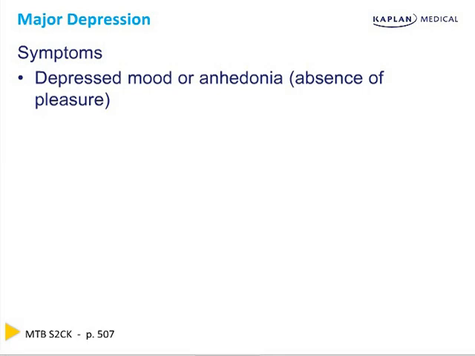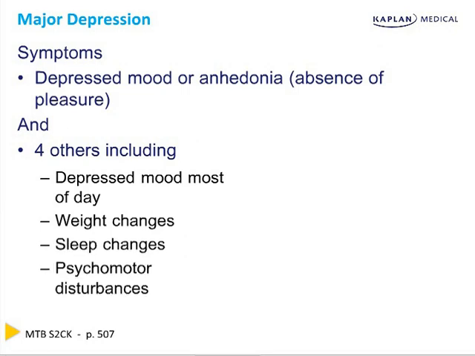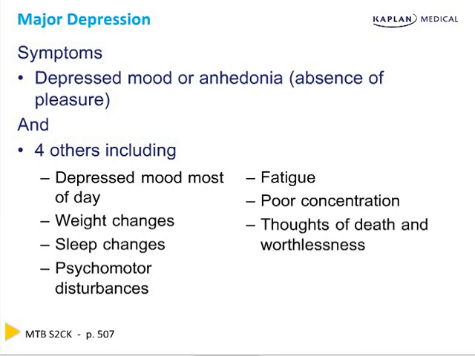So that's when you want to get clinically involved and see if there are all the other signs of major depression. So you'd be looking for 4 others. So you want to count for major depression. Once you hit 5, you can stop counting. So are they depressed most of the day? Have they had weight and sleep changes? Are there psychomotor disturbances, fatigue, poor concentration, and thoughts of death and worthlessness? They don't have to have all of these. They just have to have 4 of these plus that depressed mood or anhedonia.